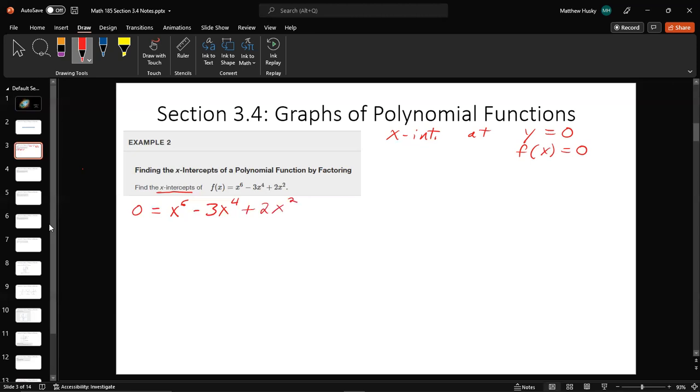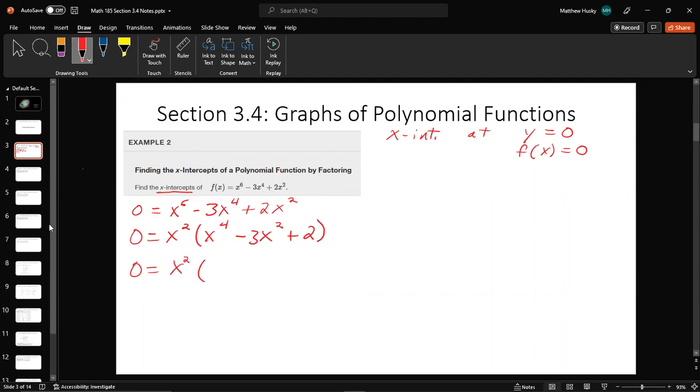So the first thing to notice, each of these has at least x to the second power for each of the terms. So if you were to factor out x squared from all three terms, that would leave you with x to the fourth, the middle part would be minus 3x squared, and if you divide out x squared from this, all that would be left would be plus 2. Then you would factor this.